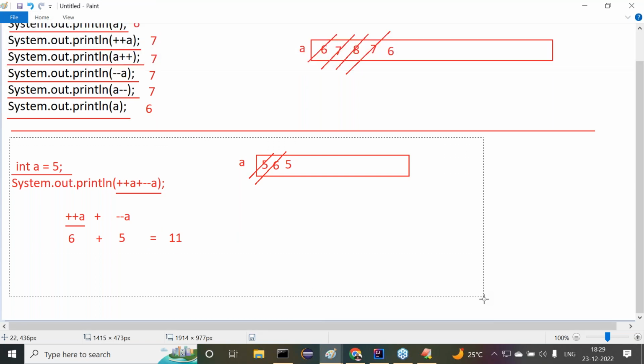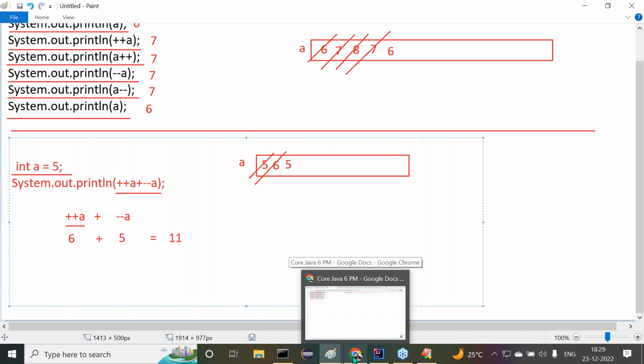Does everybody understand clearly why we are getting this output? This is the way to evaluate our expressions. The overall output is 11.